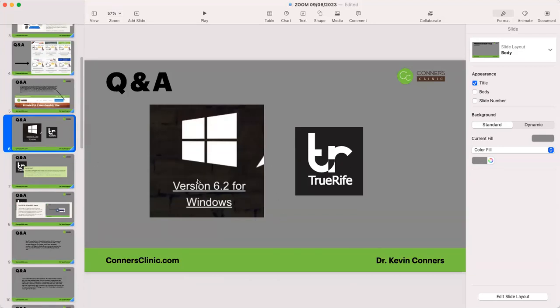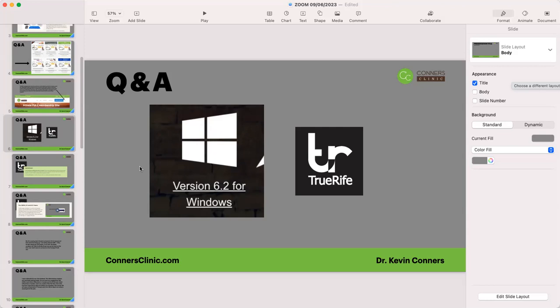So TrueRife updated to 6.1 earlier this year, and I was very hesitant to use it because it had a lot of bugs in it. So anybody that started with us and got a Rife from us prior to last week got 6.0, because 6.1 just had too many bugs. Now they've upgraded to 6.2 as of last week, and you can't download 6.0 or 6.1 any longer. So anybody that's new that got a Rife this week or last week will have version 6.2.